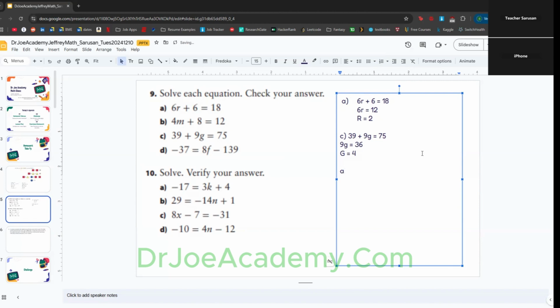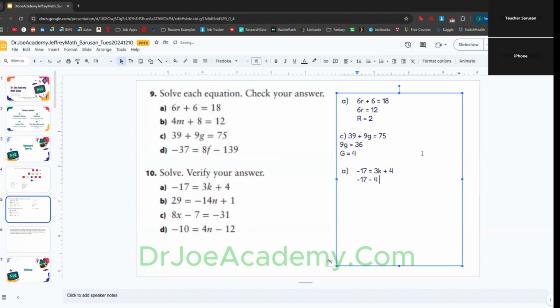All right, 10A. I got K equals -7. So we've got a negative number here. We have -17, and we have +4 on the other side. So let's move those together. On your right side, 3K stays positive, minus 21. 3K. Yep, looks good. Your answer is perfect, -7.